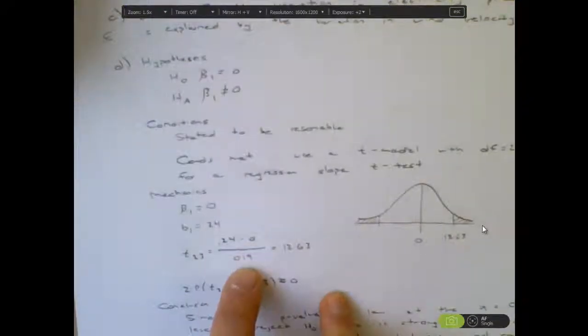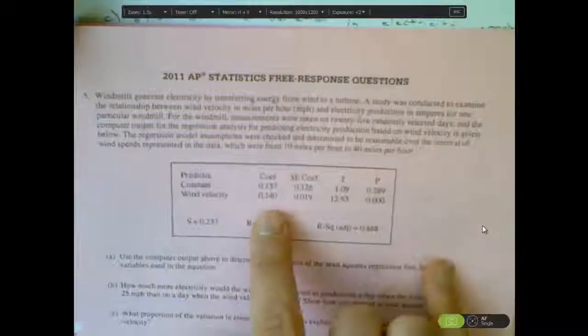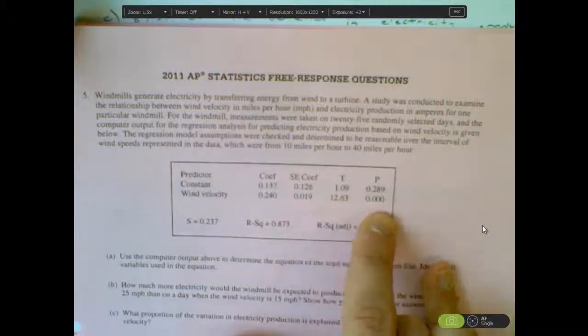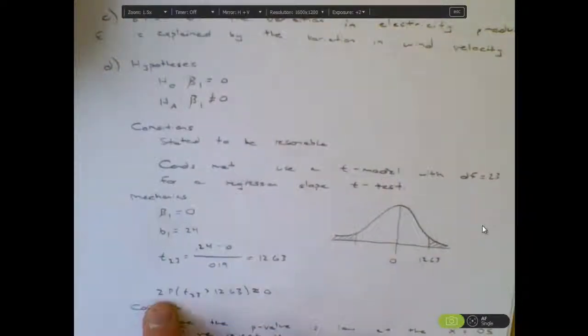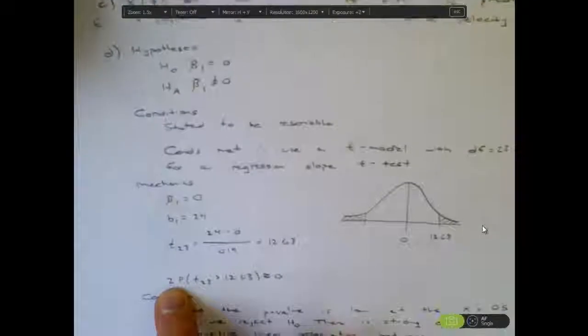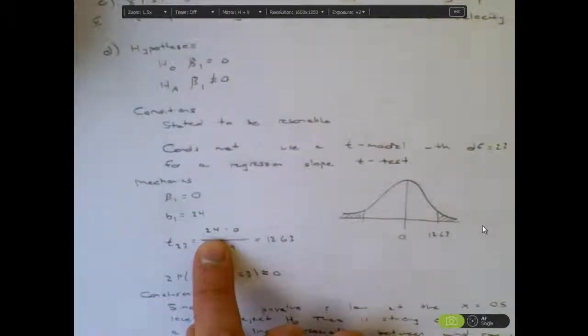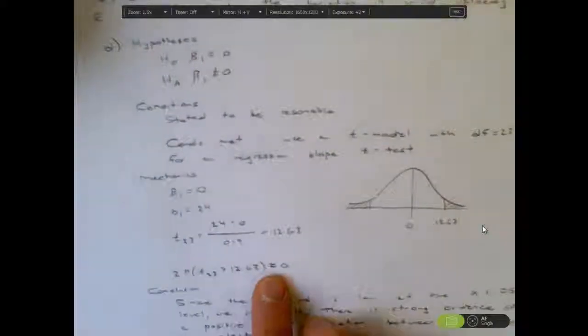Statistic minus the mean over the standard error. How did I get that? Just from the table. That's my slope. That's my standard error. That's going to be my test statistic. That's going to be my p-value. So there's my test statistic. There's my p-value. Remember, this is a two-tailed test, so when you're writing the notation, it's 2 times that. How did I know it was greater than? Because I have a positive slope. Okay, my p-value is essentially 0.